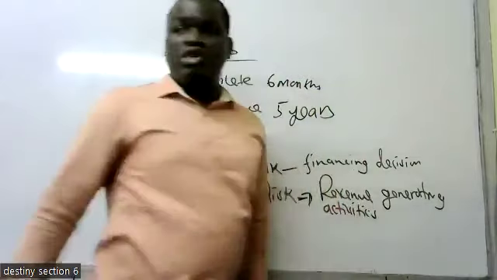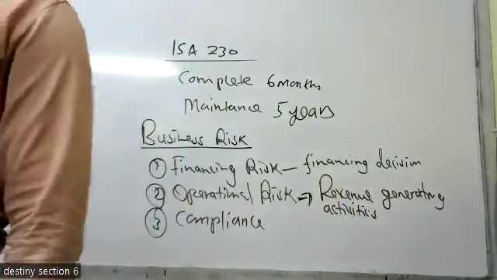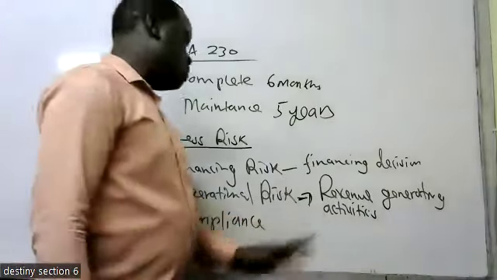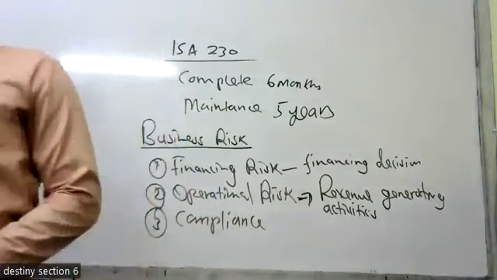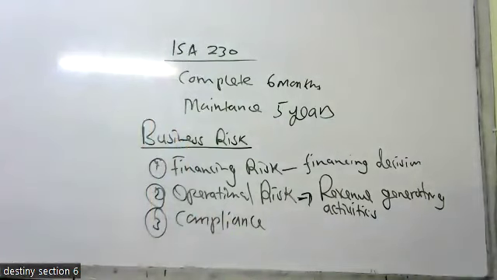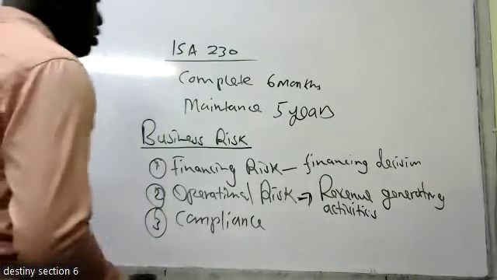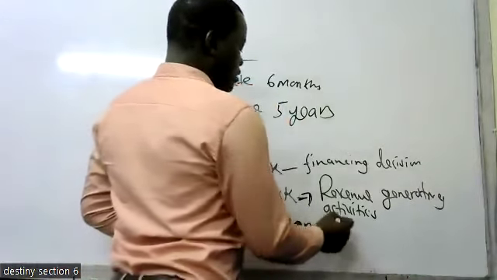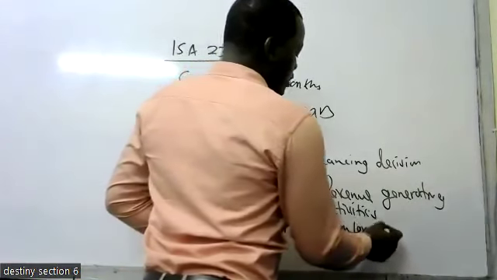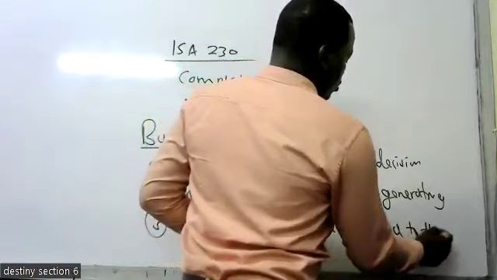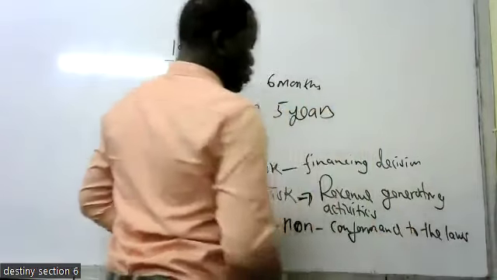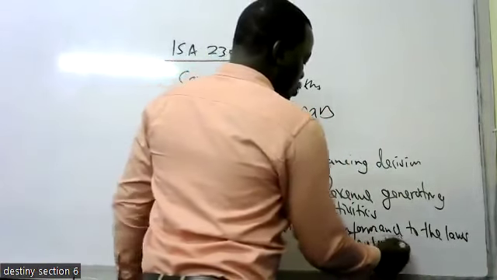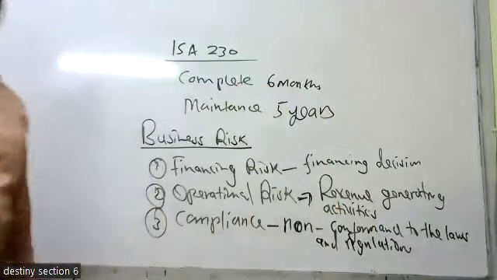It may be an issue with a supplier. There could be a withdrawal of a major customer. There could be high staff turnover of key personnel in the company. This may be something affecting the demand of the company's products. Then we have compliance, this is non-conformance to the laws and regulations. So now come and identify them from the case study.